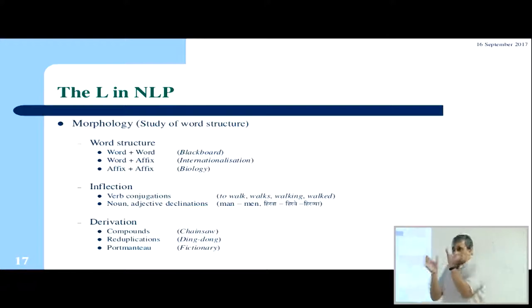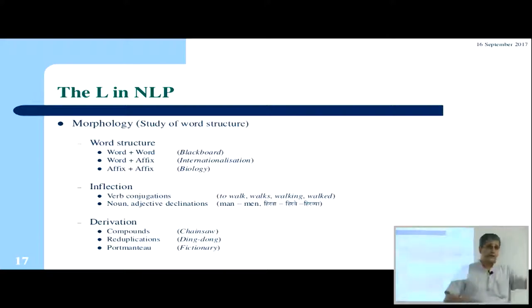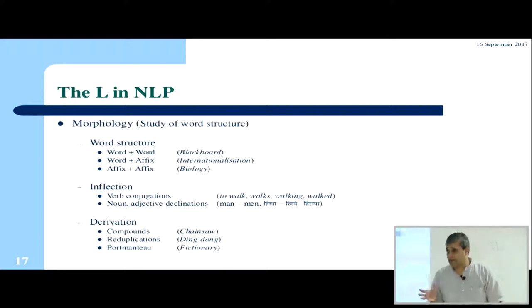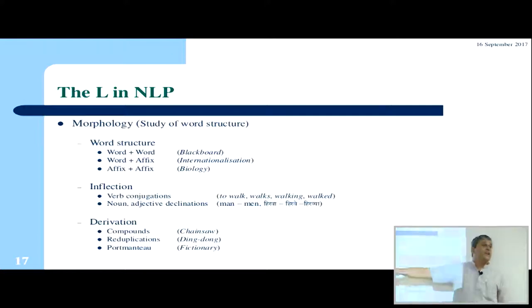Right? So, you can have individual words, speak, simply. Then you can have a word plus word, blackboard. It's made up of black and board. Two words coming together, or you can have a word and affix combination. Affix is prefix, suffix, the collective noun is affix. You can have infix, suprafix. Let's not go into all that. So, internationalization, I don't know if you are able to read this, but I'll read it out. The example is internationalization.